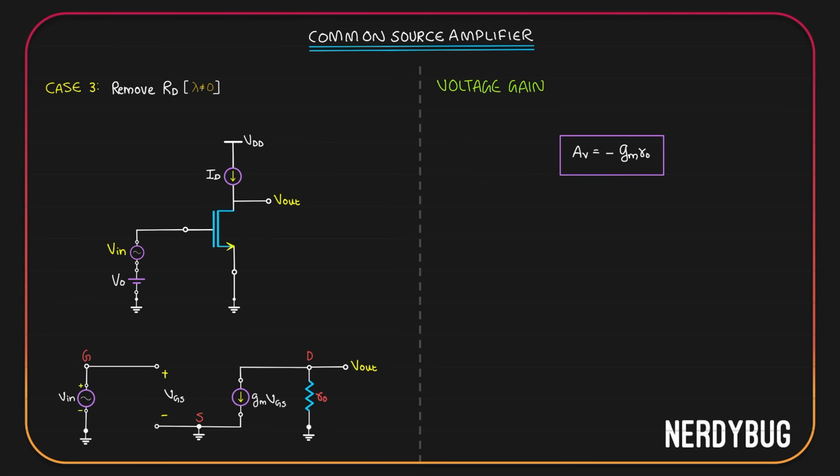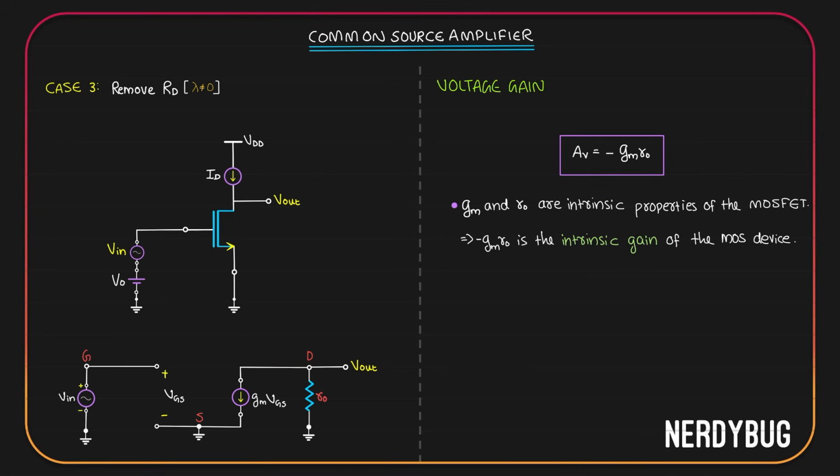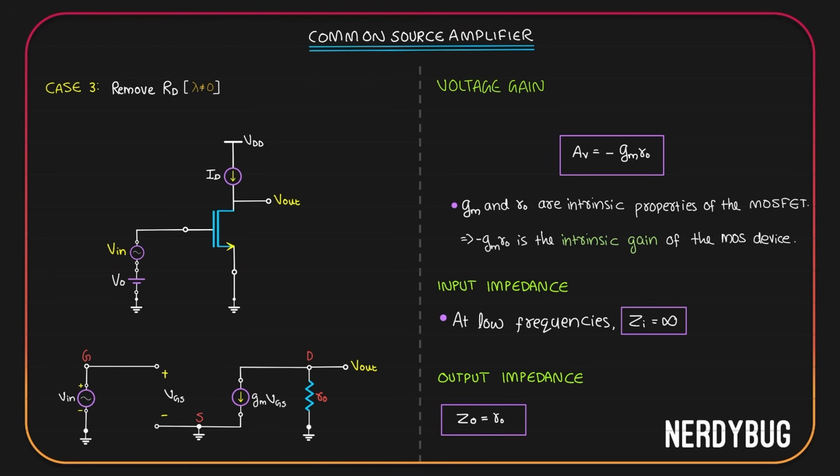An important observation we can make here is that GM and R naught are both intrinsic properties of the transistor. Because of that, we can say minus GM R naught is the intrinsic gain of the MOS device. Since nothing has changed in the input side, input impedance is still infinite at low frequencies. How about output impedance? When we had RD here, output impedance was RD. When we had RD parallel to R naught, it was RD parallel to R naught. Now we only have R naught, so obviously output impedance is R naught.